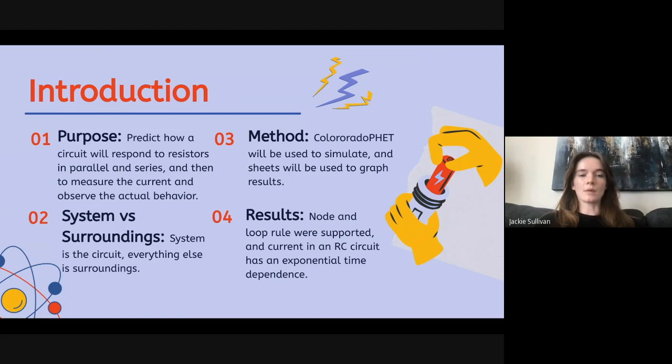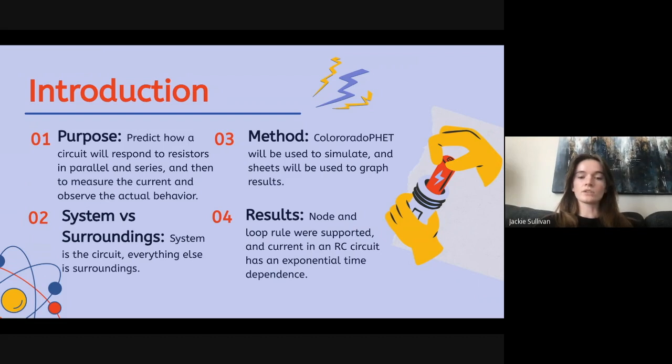So the purpose of this lab was to predict how a circuit will respond to resistors in parallel and series, and then to also observe and measure those currents. The method to do this lab was done in a simulation that was online, and then I also used Google Sheets to graph some stuff. To identify the system, the system is the circuit, and everything else is the surroundings.